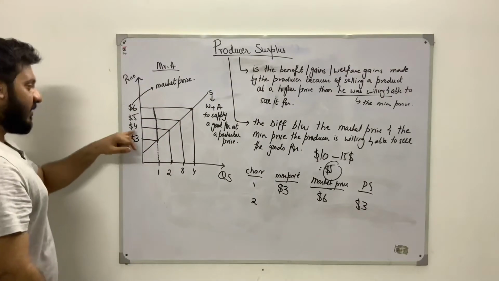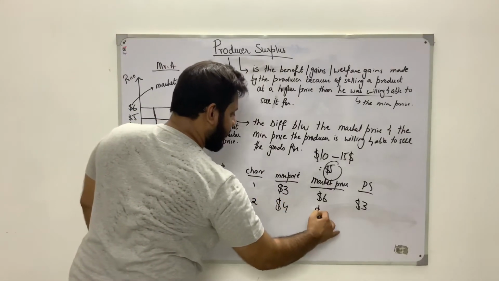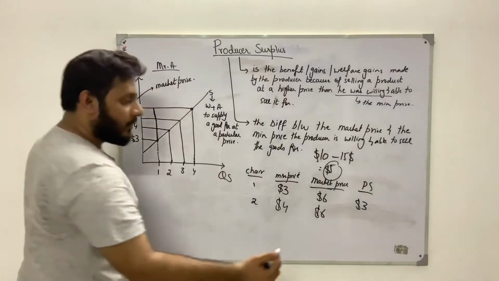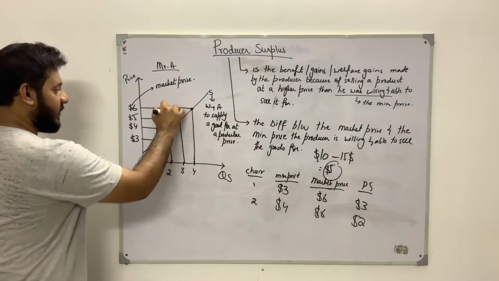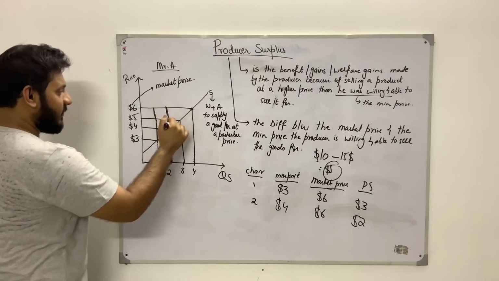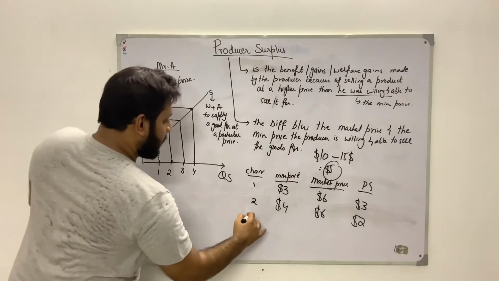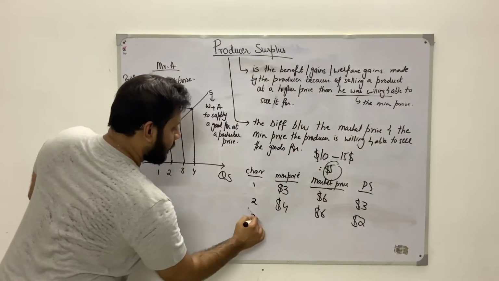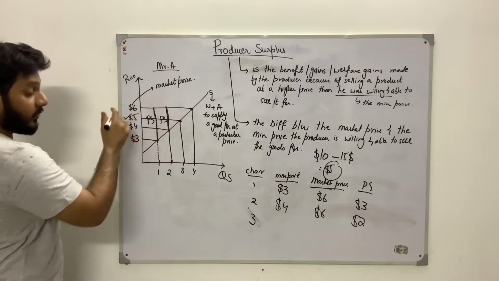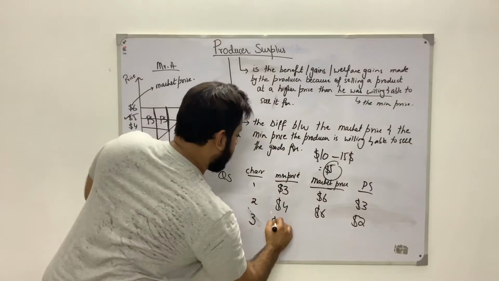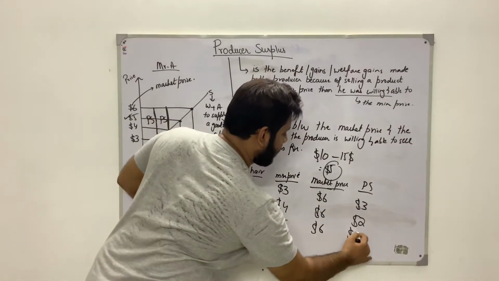For the second chair, the minimum price that I'm willing and able to sell it for is $4 and the market price is $6. So my producer surplus is $2. Okay, again, very good. So again, this vertical distance is representing my producer surplus. So this is my producer surplus, this is my producer surplus, and for the third chair, the minimum price that I am actually willing and able to accept is $5, and the market price is $6, so my producer surplus is $1.